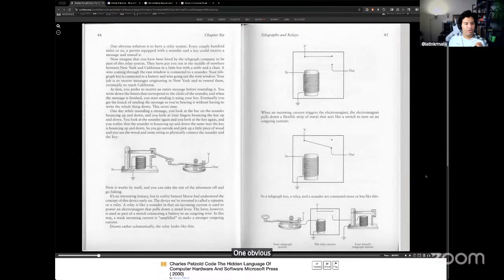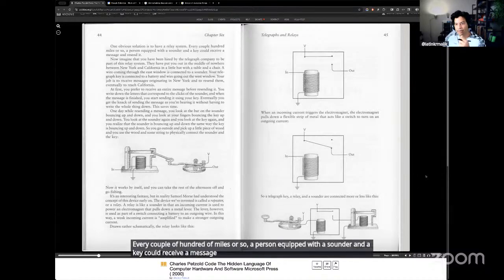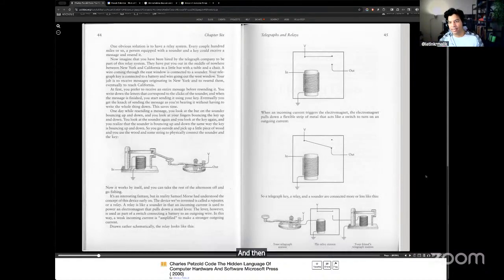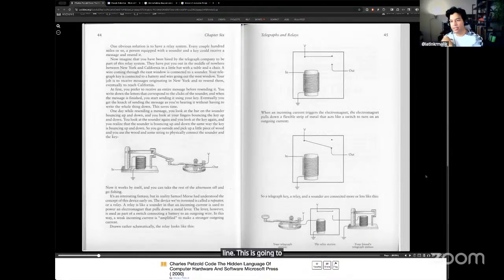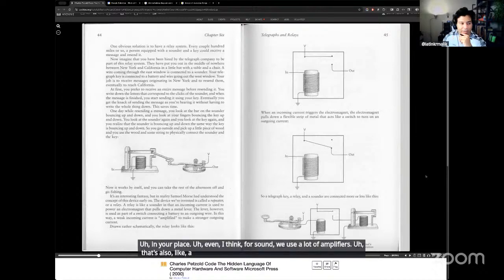One obvious solution is to have a relay system. Every couple of hundred miles or so, a person equipped with a sounder and a key could receive a message and send it forward, hence the name relay. So you have seen some races where they pass a baton, they run and then they pass it, and they call it a relay race. Also, I think this is a pattern that you will see in a lot of places. If you start thinking about it, a message you're sending is going through a relay. Me talking on this line, this is going to go through multiple relays to get to each of your receiving ends in your place. Even for sound, we use a lot of amplifiers. That's also a type of relay.